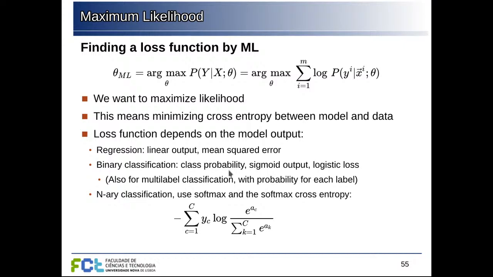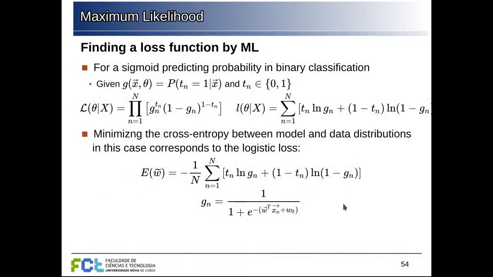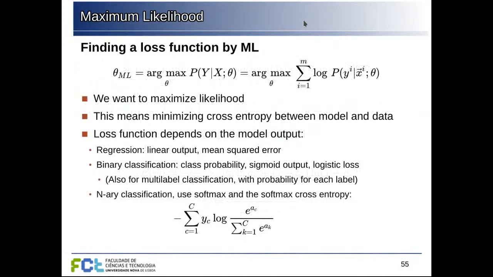When we have a binary classification, then what our model is outputting with the sigmoid activation is the class probability, and in that case we have this logistic loss function here. It's again minimizing cross entropy, maximizing likelihood, and so on. The objective is the same, but since the probability model is different, the specific loss function is different too. And for n-ary classification, we have the softmax cross entropy.